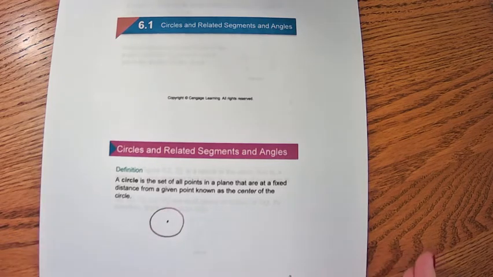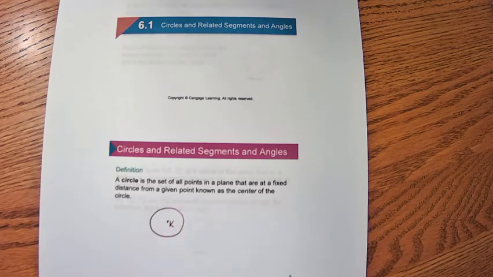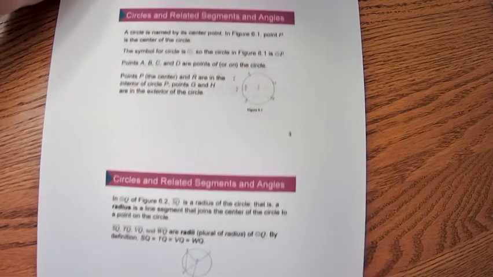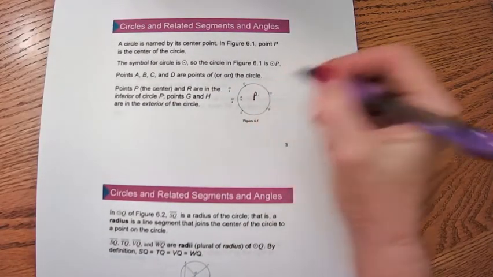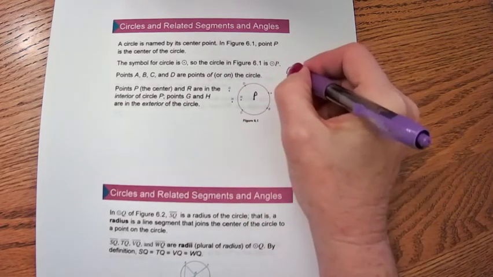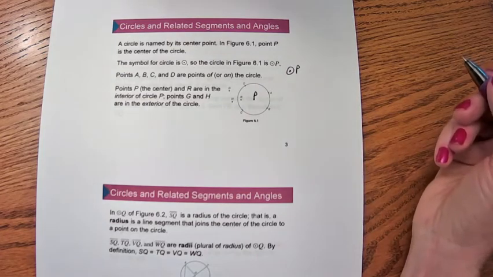Normally we do mark the center of the circle with an uppercase letter, and that's actually the name of the circle. So there's Circle K. Here we're just going to get started with some vocabulary. The circle is named by the center point, so this circle would be Circle P. And the symbol for circle is that circle with the center point in it.